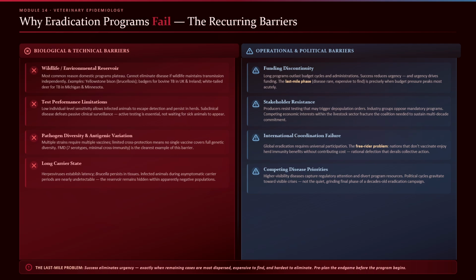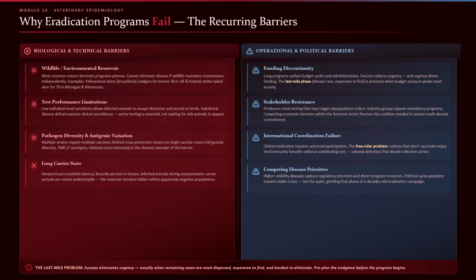more, from understanding why programs fail. Let's talk about the pitfalls. If eradication were easy, every country would have done it for every disease by now. It's not easy, and programs fail, sometimes spectacularly. Understanding why is just as important as understanding why they succeed, and the boards will ask you about this. So let's go through the major failure modes.